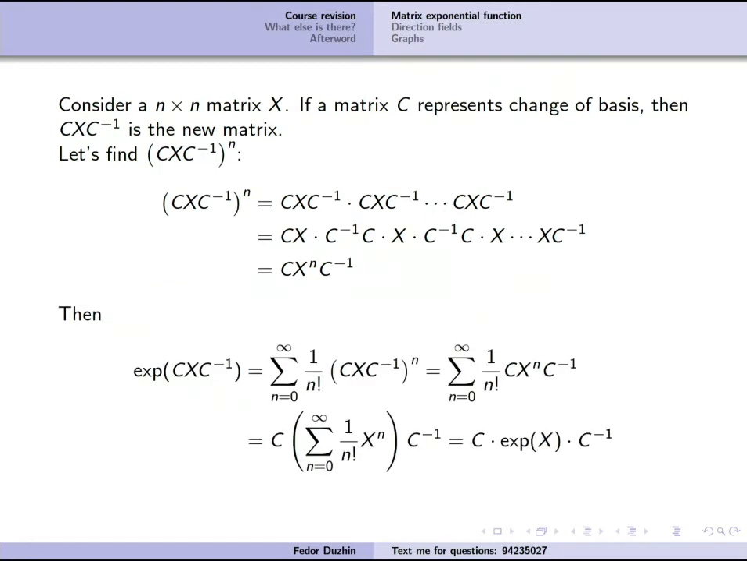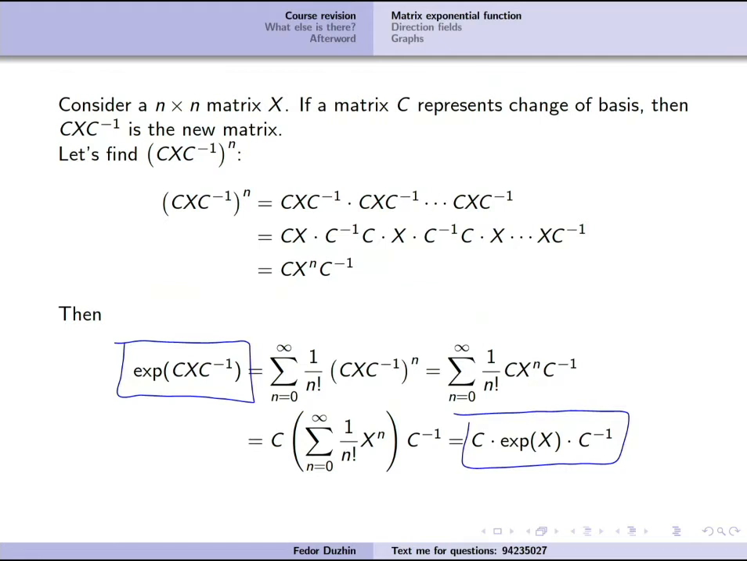Long story short, the important thing is that the exponential function, since it is defined by the power series, when we take the exponential function of C times X times C inverse, C and C inverse can be factored out on the beginning and on the end, and then we can just get this. So why is this important?